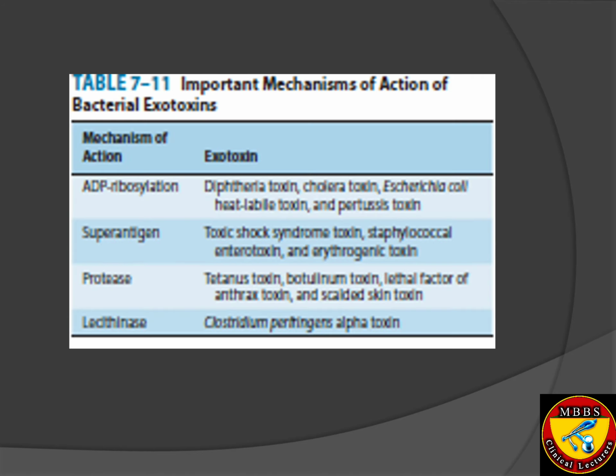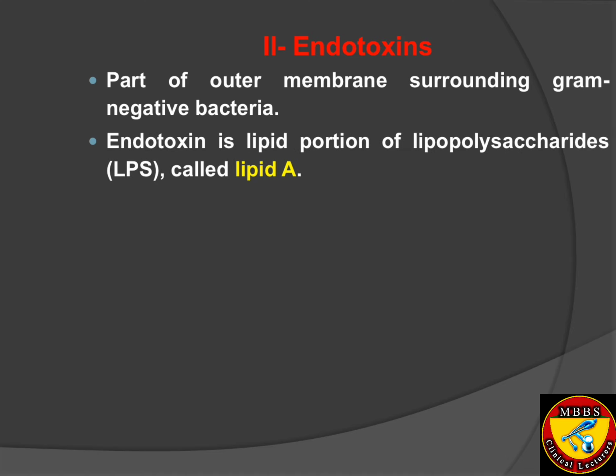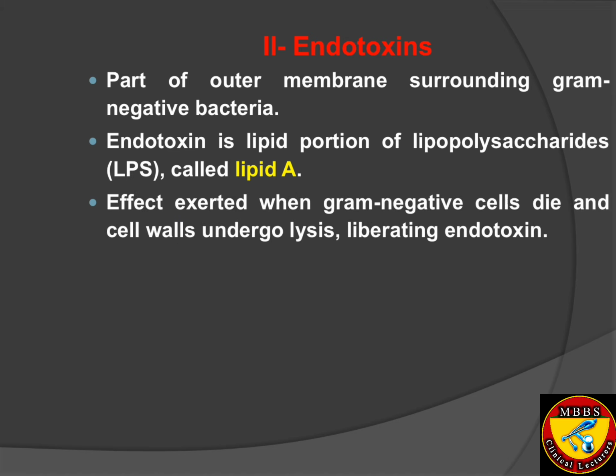Again, another book picture from Levinson, which shows different modes of action of the different exotoxins. Now coming in depth to the endotoxin. We already discussed the exotoxin. Now we are going to talk about endotoxin. Endotoxins are part of the outer membrane surrounding the gram-negative bacteria. These have a lipid A portion, which is the toxic part of these lipopolysaccharides. The effects are exerted when the gram-negative cells die and the cell walls undergo lysis, liberating the endotoxin in the host cells.